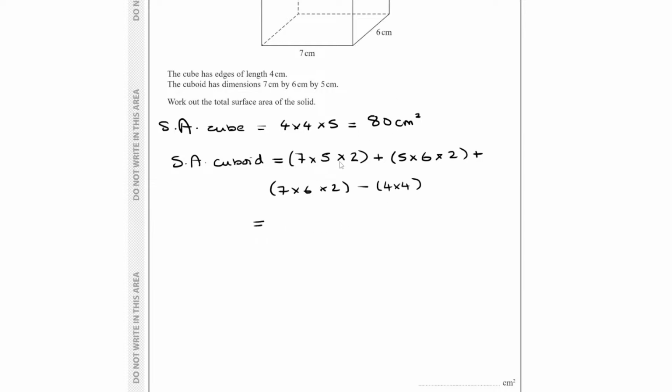So 7 times 5, 35 times 2 is 70. 5 times 6, 30 times 2 is 60. 7 times 6, 42 times 2, 84. And then obviously 4 times 4 is 16.